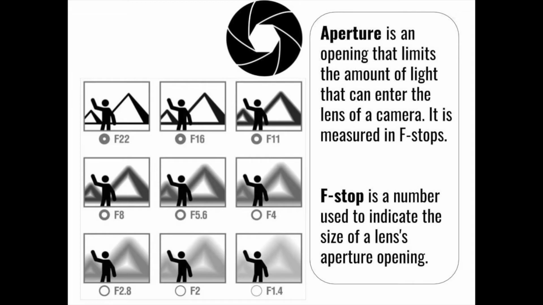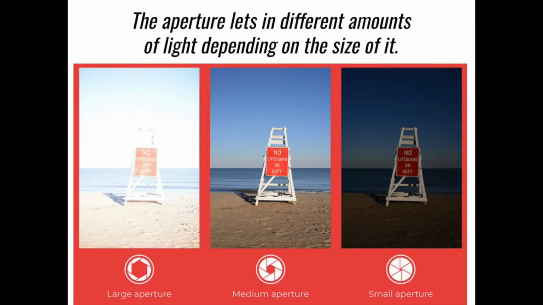Aperture is an opening that limits the amount of light that can enter a camera through its lens. It is measured in f-stops. Aperture lets in different amounts of light to the sensor based on how small or large it is.